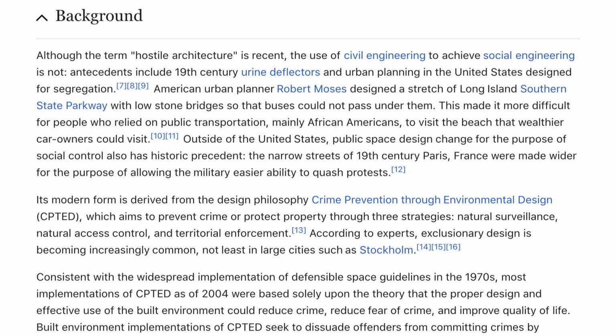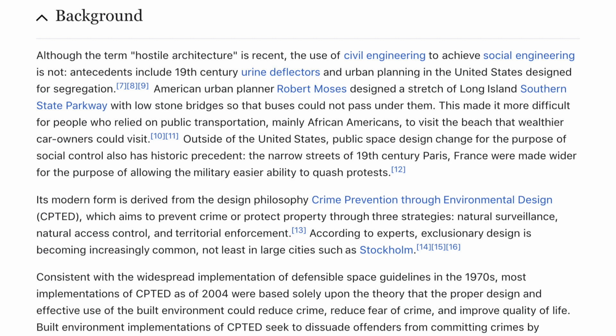Outside of the United States, public space design change for the purpose of social control also has historic precedent. The narrow streets of 19th century Paris, France, were made wider for the purpose of allowing the military easier ability to quash protests. Its modern form is derived from the design philosophy Crime Prevention Through Environmental Design, CPTED, which aims to prevent crime or protect property through three strategies: natural surveillance, natural access control, and territorial enforcement.